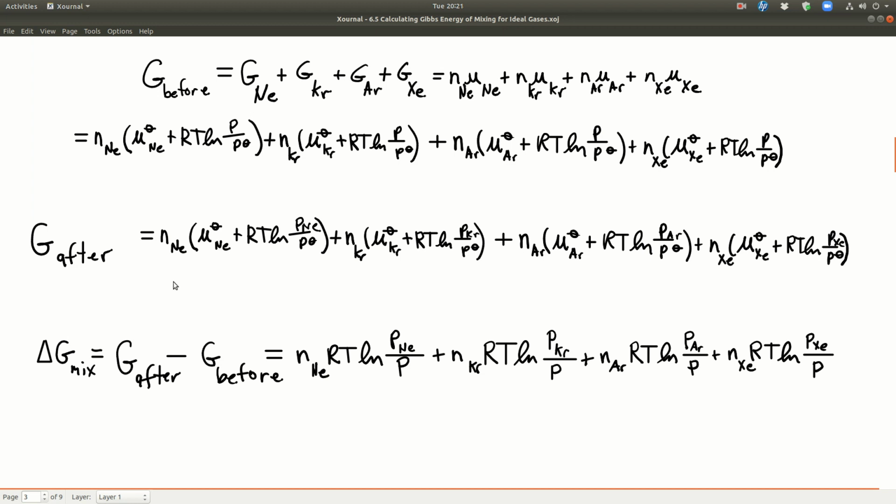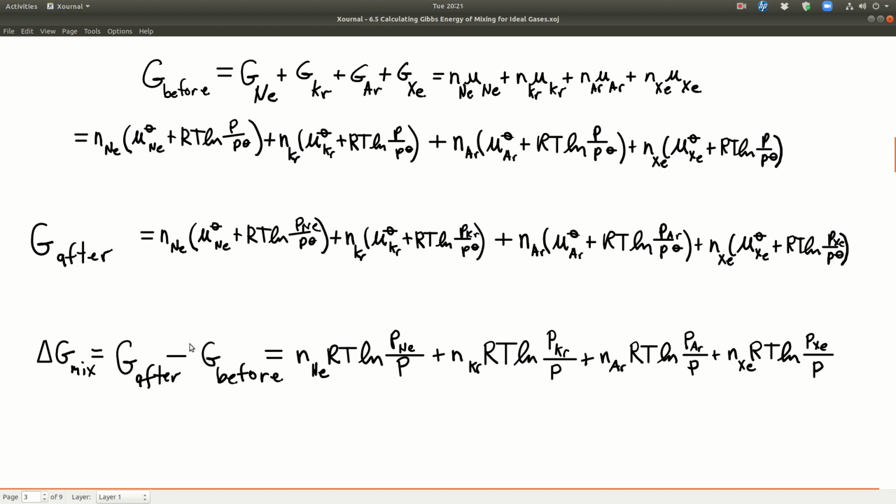And afterwards, remember we started out with everything at the same pressure, but once we remove those barriers, everything expands to fill the entire volume, and the partial pressure of each of those gases will be different than it was in its initial volume. So the Gibbs energy after is going to be the same expression. The difference is that the pressure of each of these gases is not going to be the same. Now it's whatever its partial pressure is under the new conditions, still over 1 bar. And that's what all of these terms are for.